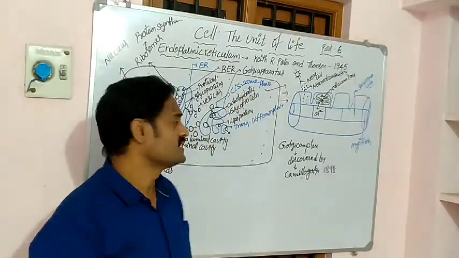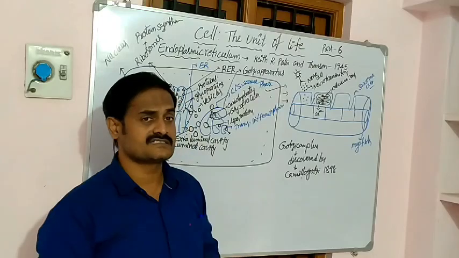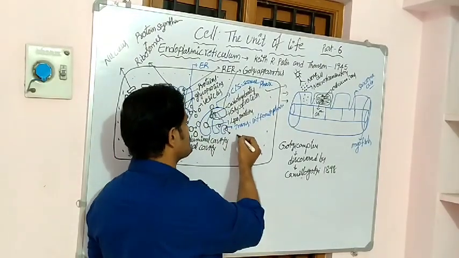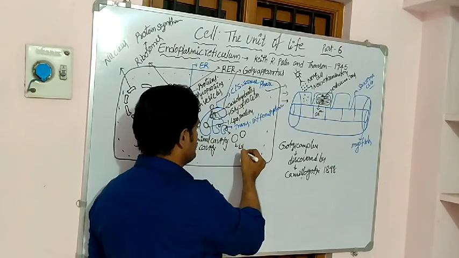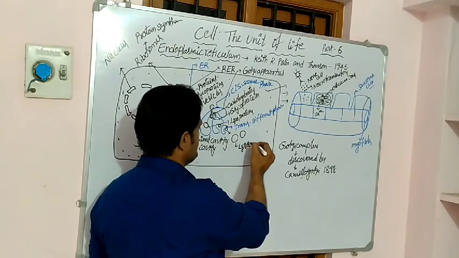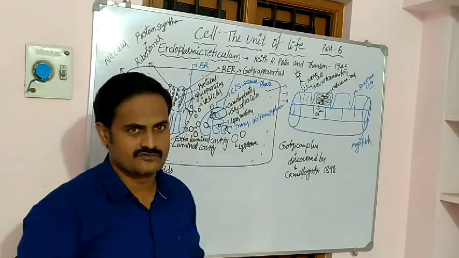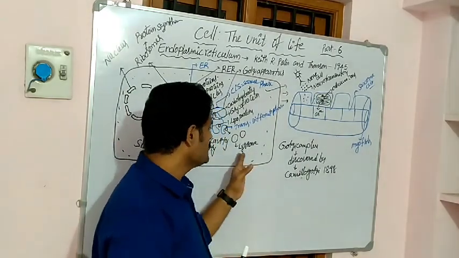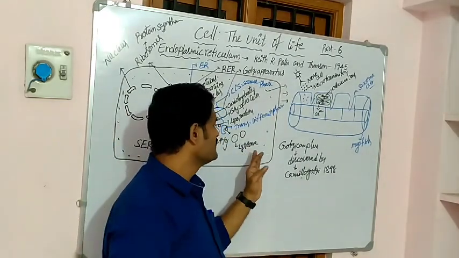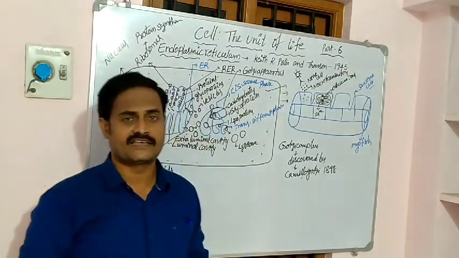Then after the Golgi complex, it is able to produce some specialized organelles. They are called lysosomes. So what about lysosomes? What is the structure? What is the function of lysosome? Remaining everything I will discuss in the next class.